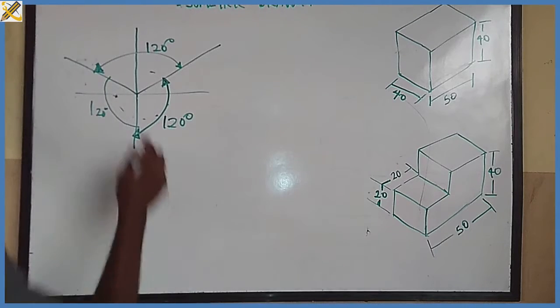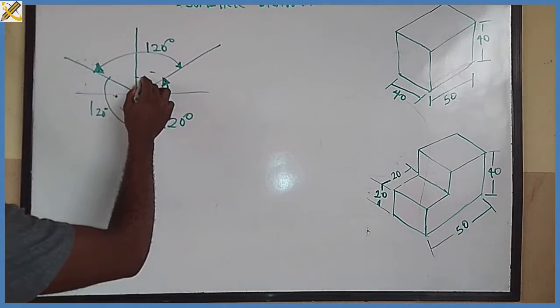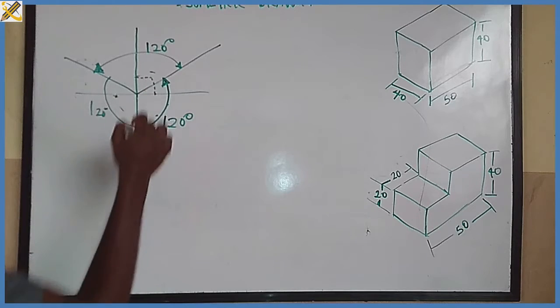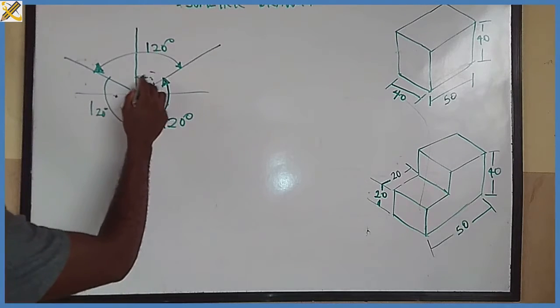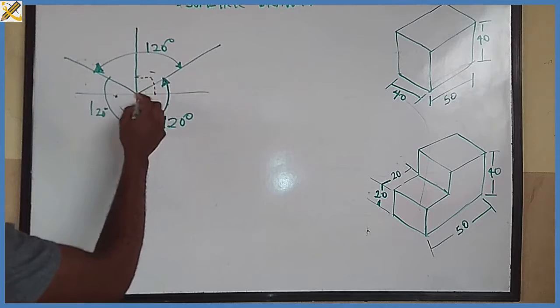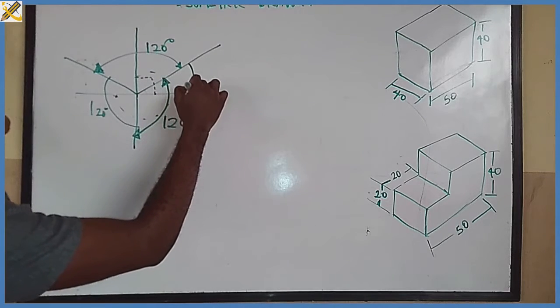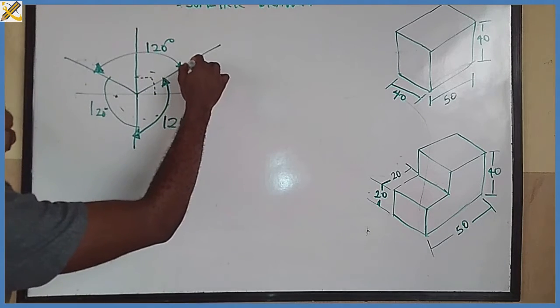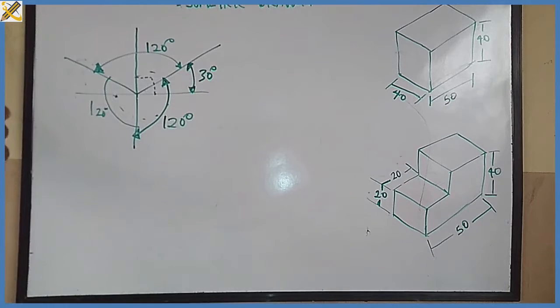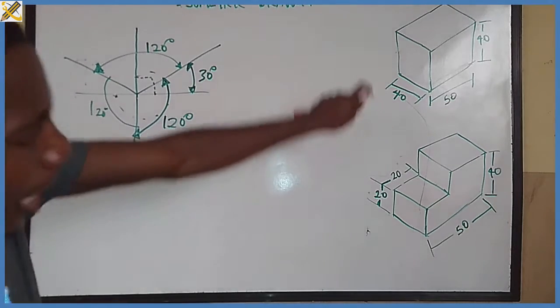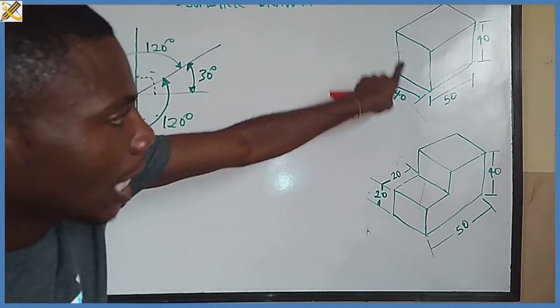But in isometric, you know, the angle at this junction is a perpendicular. So the angle at this junction here is what? Is 90. But the angle from here to here is what? Is 30 degrees, and that is what we denote as isometric. Okay, so look at this object on the board.